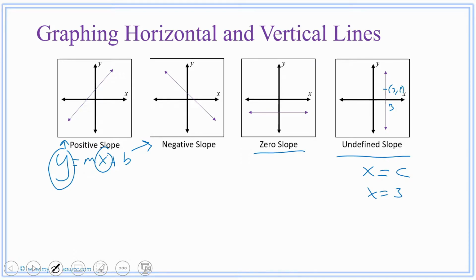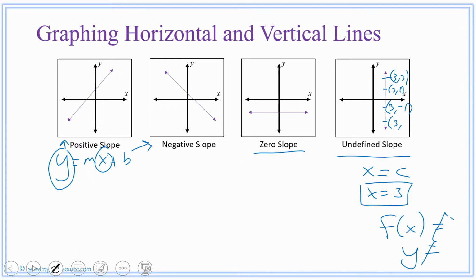And it basically means that at every single point, my x would be 3 something. This could be 3, 1. This one could be 3, comma 3. This could be 3, negative 1. And it's just basically saying my x will always be 3. Because it's undefined, it cannot be written in an f of x equals or y equals format. And so keep that in mind, as you will be challenged with that as you move on in different chapters.